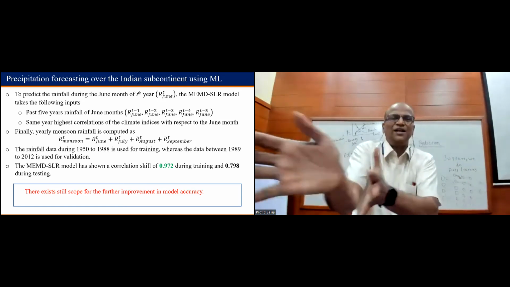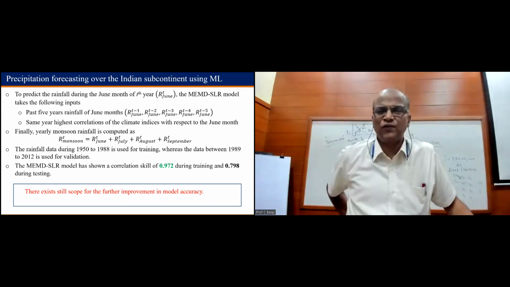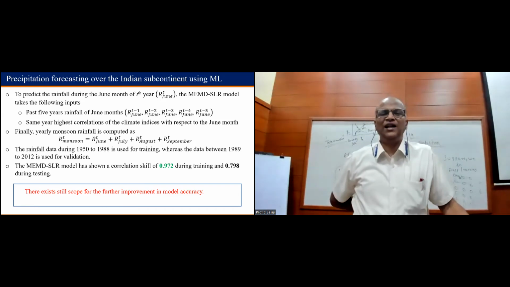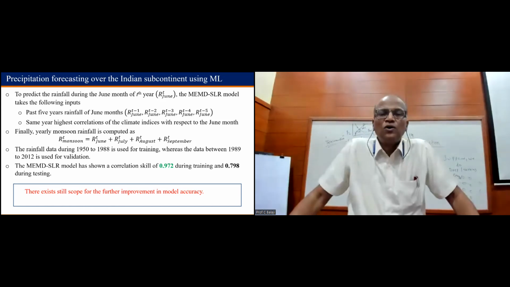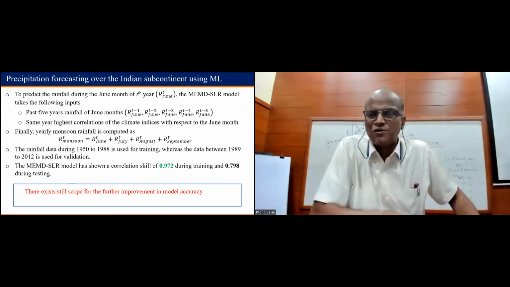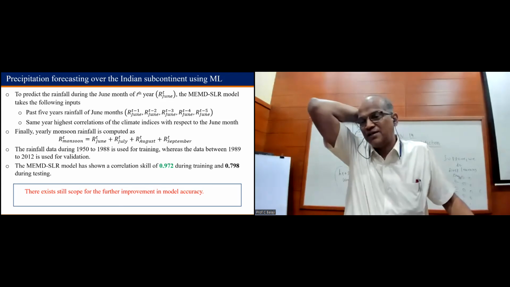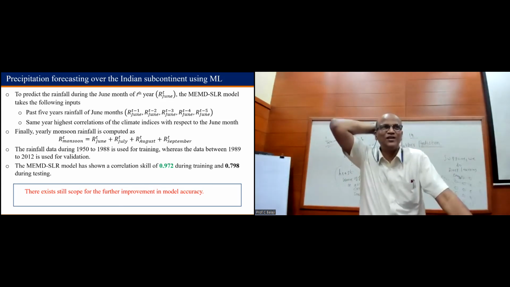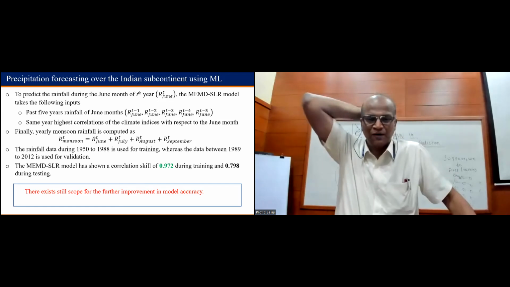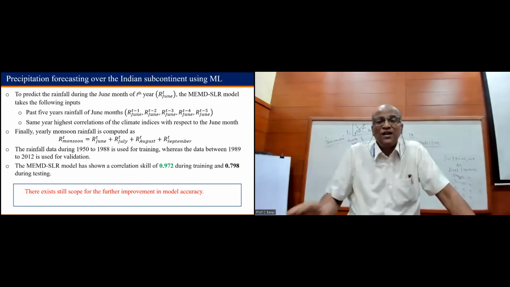This is another attempt. Okay. So what is the training set? 1950 to 88 is used for training, whereas 1989 to 2012 is used for validation. Okay. So they got a good correlation. Training was 0.972, but testing is only 0.798. Which means it may work for a few years, and we don't know. We are never very sure. Okay. There still exists scope for further improvement in model accuracy.